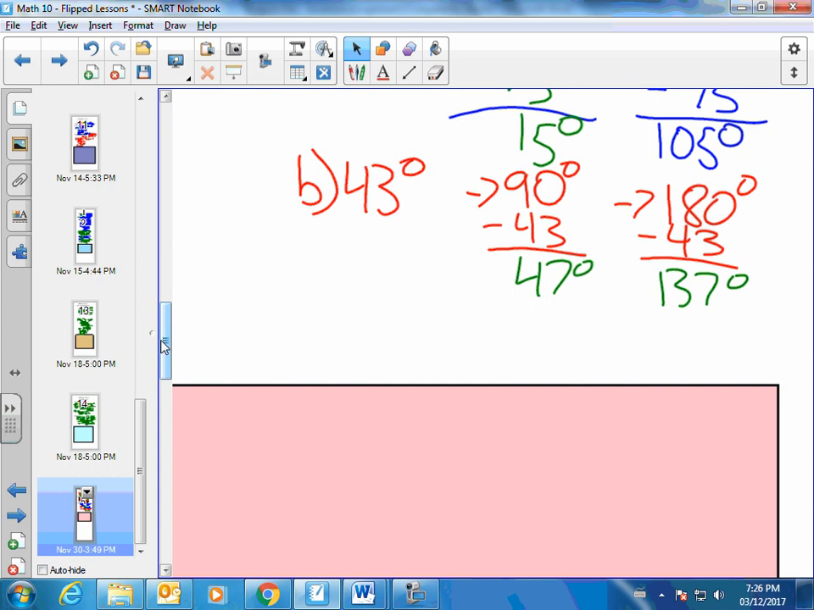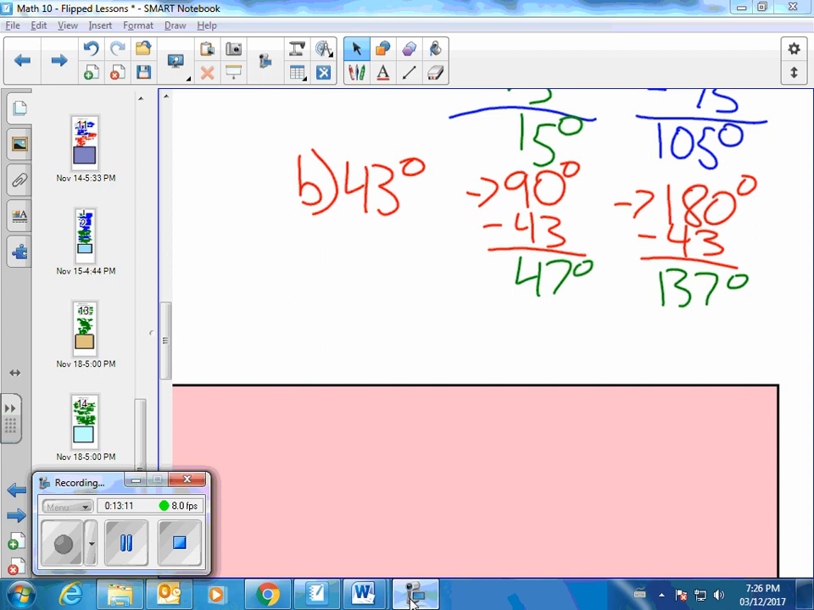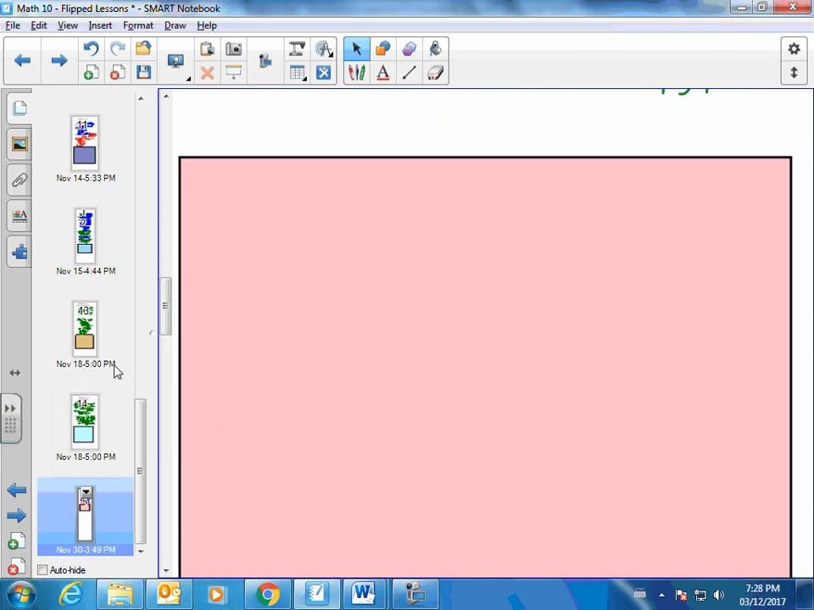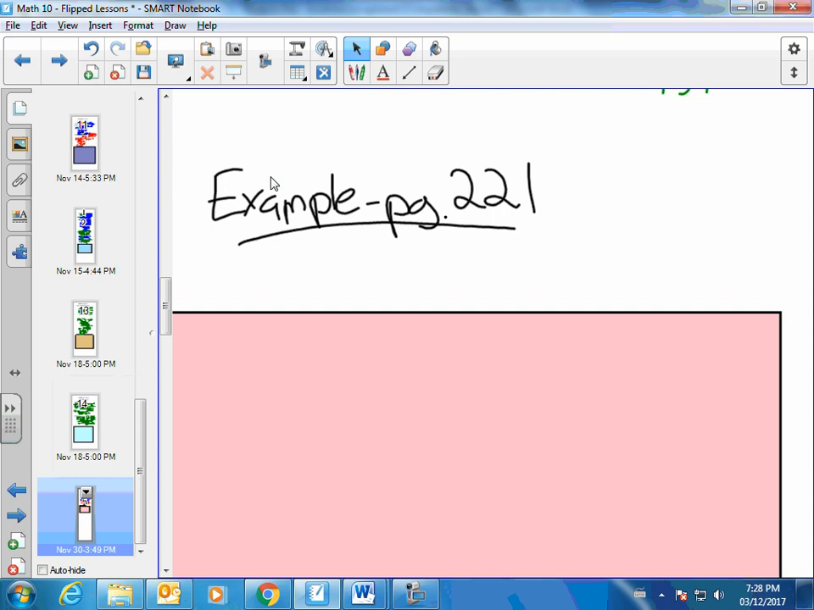Pretty easy, pretty simple math. You should be able to handle these ones on your own. And then the very last example we're going to do, I just need to take a quick pause. Okay. I seem to have forgot to save the right copy of my Smartboard lesson here.